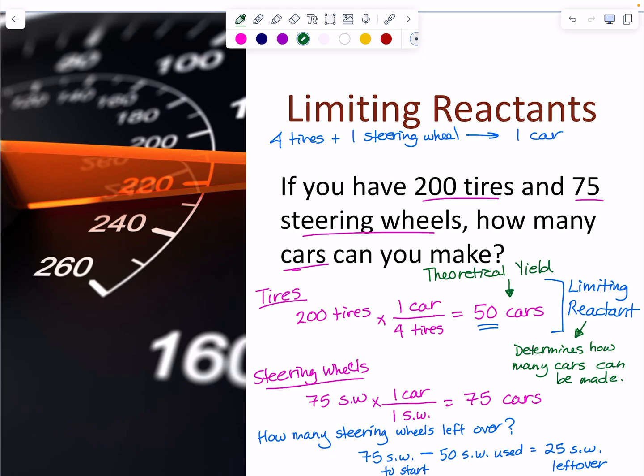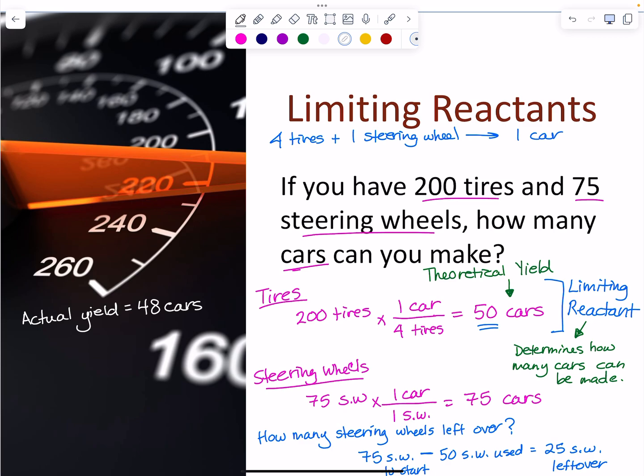So if every one of those tires wound up in making a car, I'd be able to make 50 cars. Now, let's say something happened, my factory's on a hill, and 8 wheels rolled down the hill, and I wasn't able to use them to make cars. Let's say in that case our actual yield would be 2 cars less. So that would be 48 cars, okay?